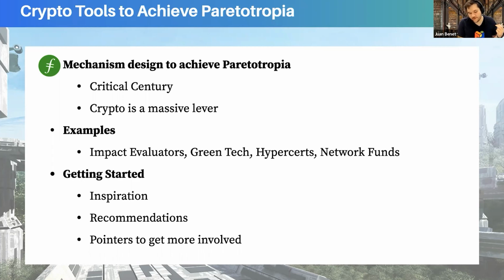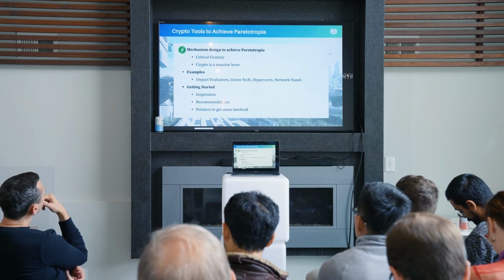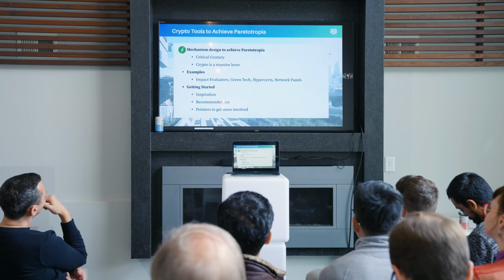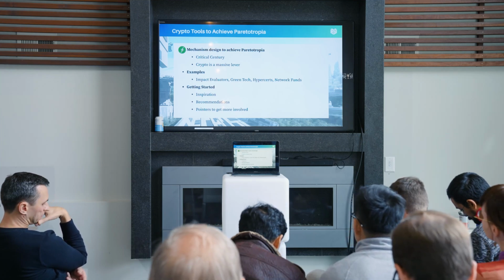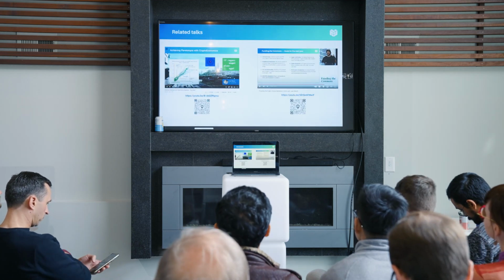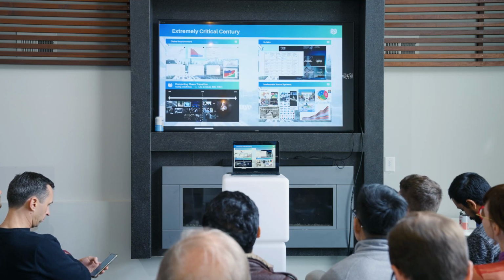I'm going to walk through a set of examples of very concrete mechanisms that you can deploy today, or that are already deployed today, that are having massive scale impact, just to give you a flavor of the kinds of things that you should be designing and thinking about building, and what the downstream impact could be. And then I'll leave with some inspirations of specific movements to pay attention to, and some recommendations, and maybe some pointers to get more involved. There are some related talks that I've given about this, and there are related movements that I'll talk about a little bit later.